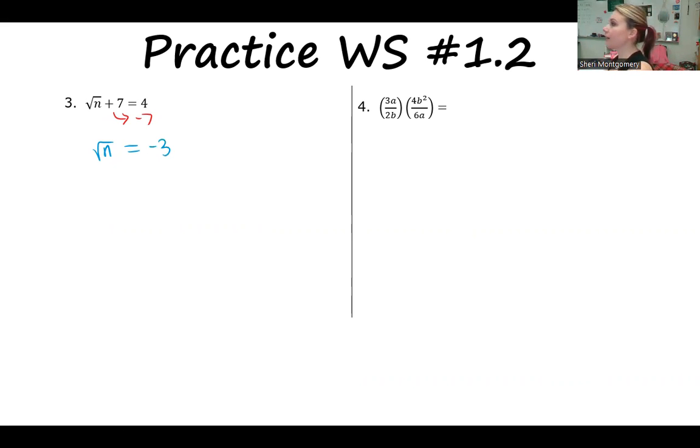And then how do we unsquare root something? Square it. So I'm going to square this side and I'm going to square this side. And that will get rid of my square root. What is -3 times -3? 9. Not -9, it's +9. And if you're not sure, I'm pretty sure that you could type that into your calculator, but mainly if it's a negative times a negative, it will be a positive.